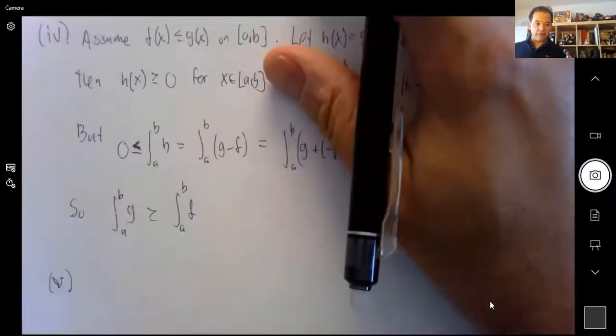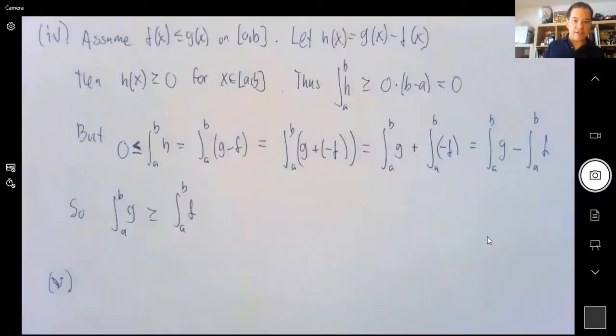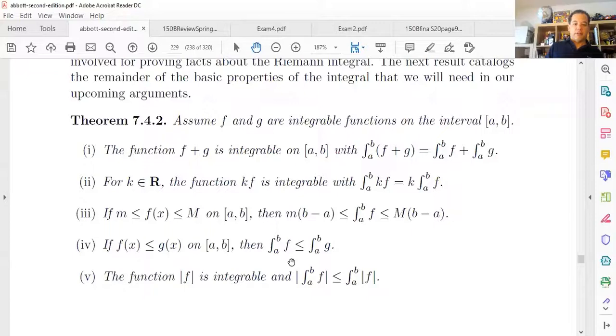Let's go take a look at 5. So 5 says that if the absolute value of a function is integrable, then the absolute value of the integral of the function is less than or equal to the integral of the absolute value of the function. You could think of this as the triangle inequality for integrals.